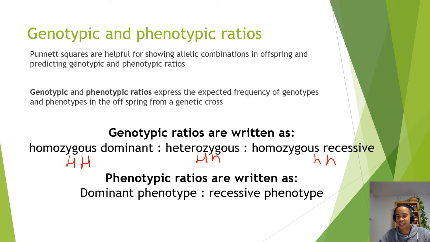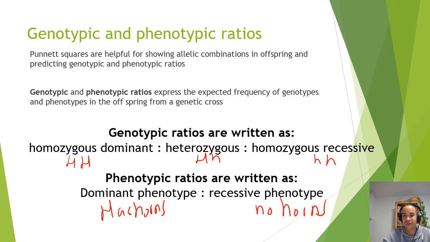And when we're talking about the phenotypic ratios, so not the actual genes, but the genes that are expressed and what we can observe, we write the dominant phenotype first, so has horns in the purple people eater example, and then the recessive phenotype next.